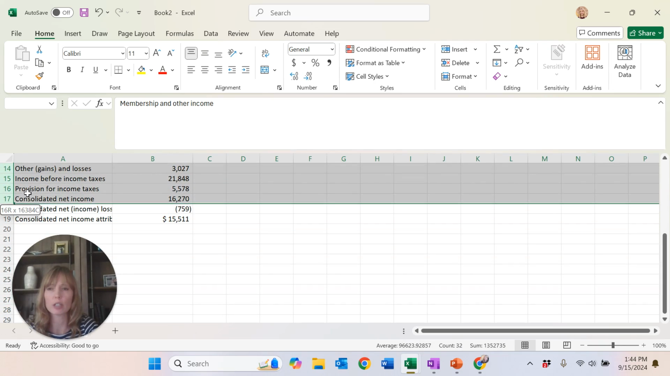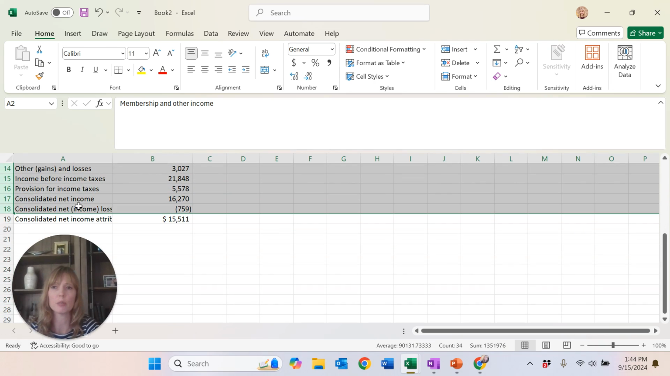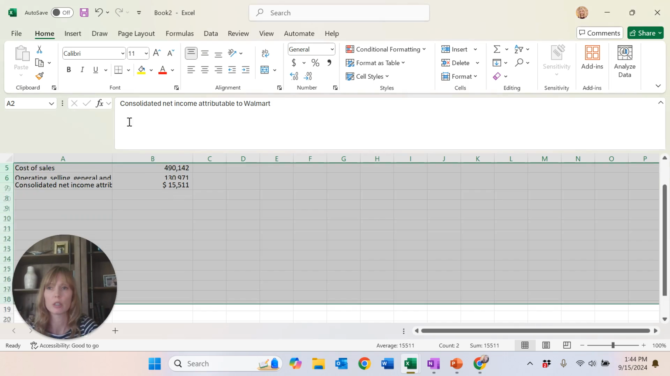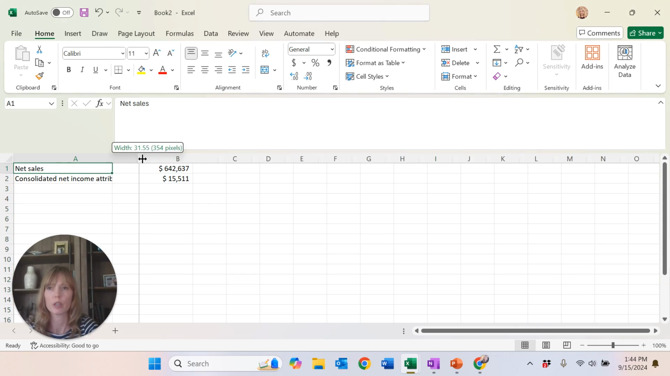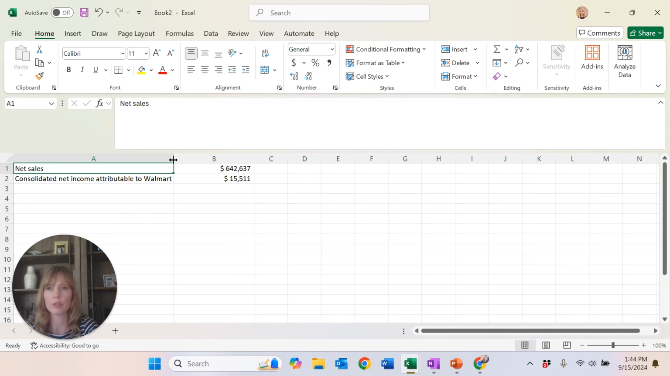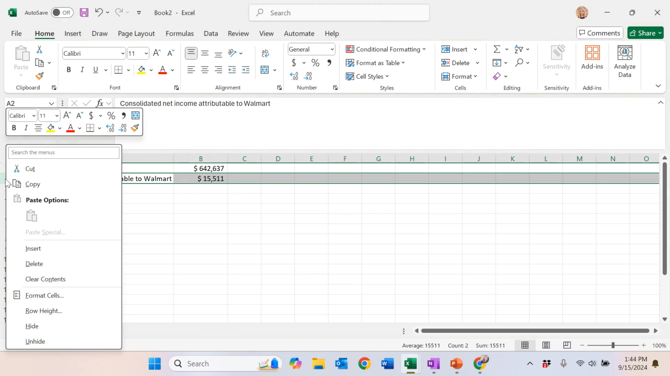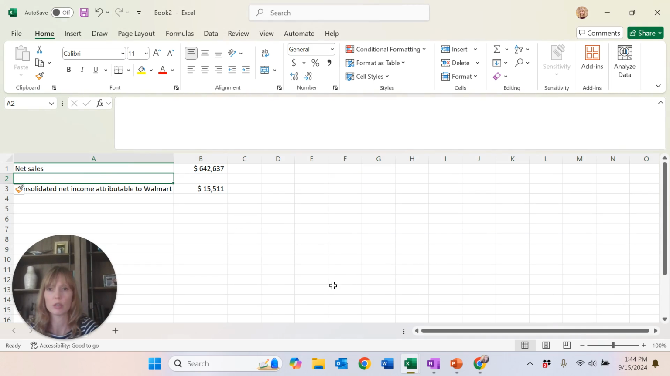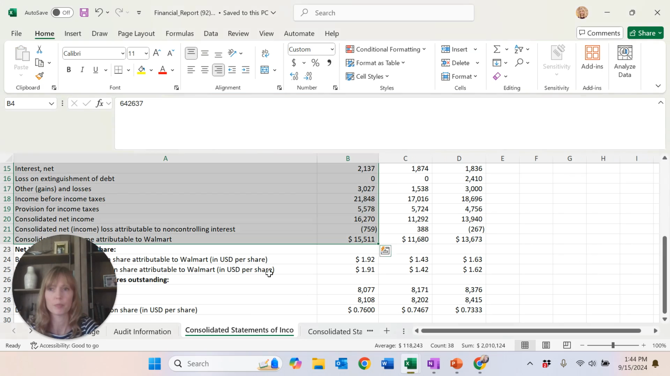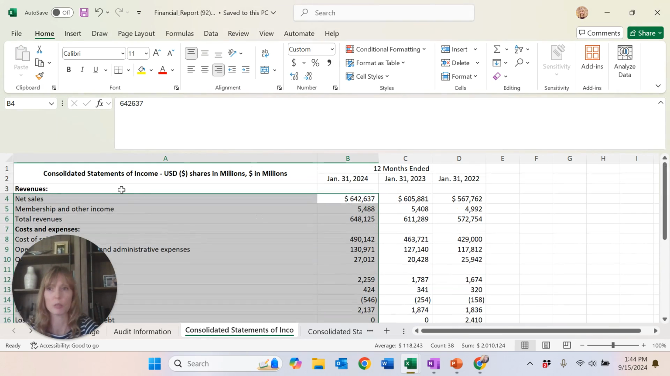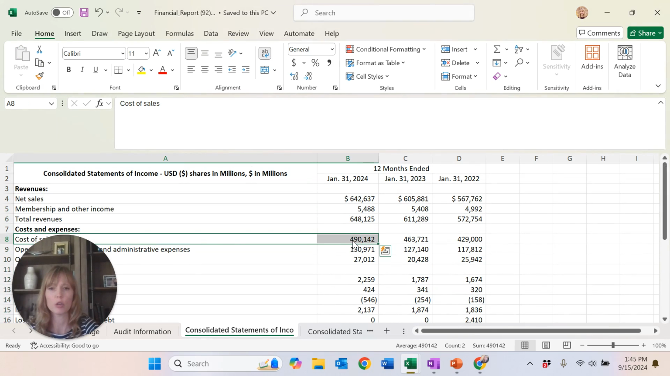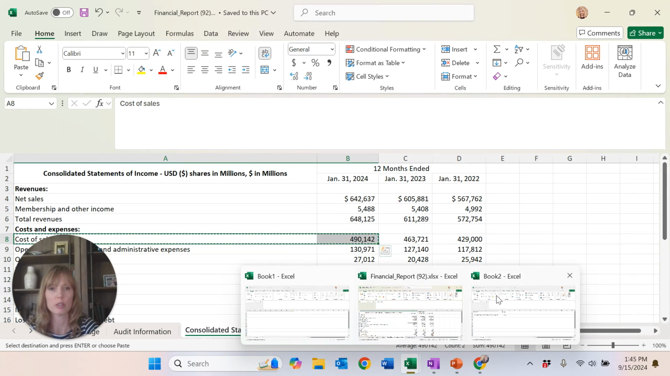Now I can use either the consolidated net income or the net income attributable to Walmart. Either one is fine. They both have pros and cons. I'm going to take the income attributable to Walmart. I forgot one item that I need. I also need my cost of goods sold. We'll see why in just a moment. Cost of goods sold, Walmart calls cost of sales.